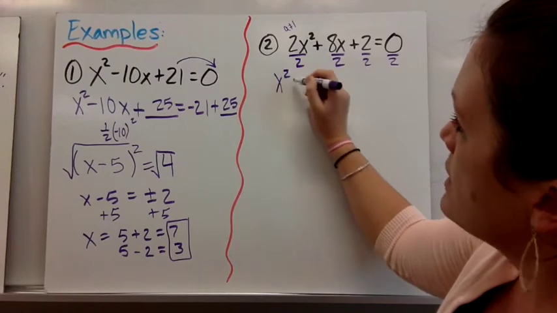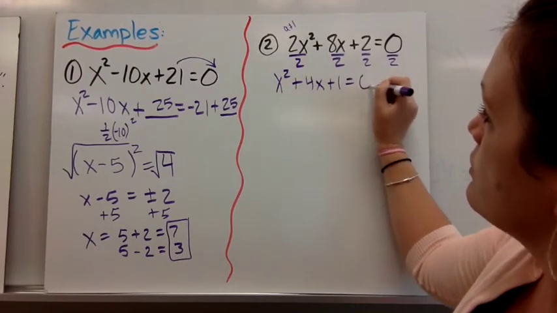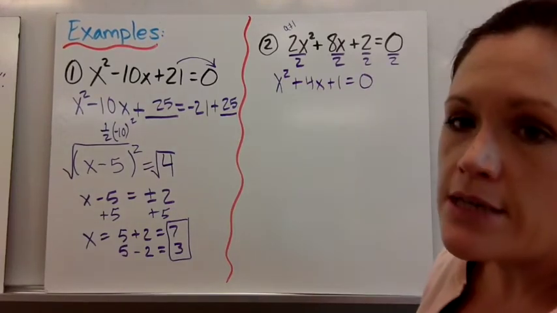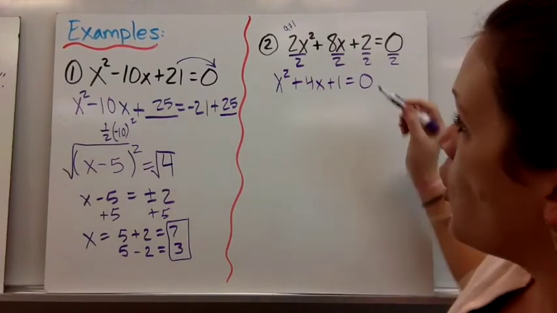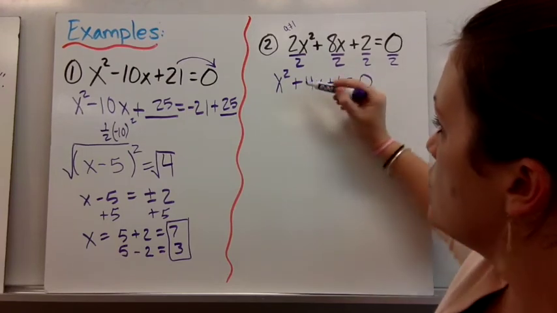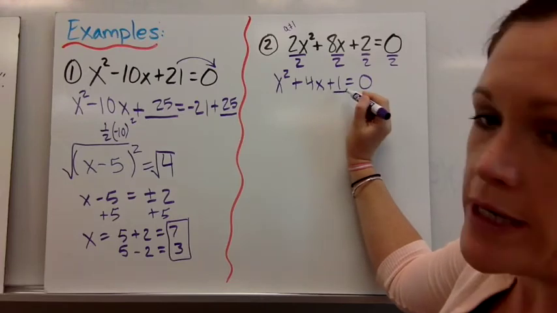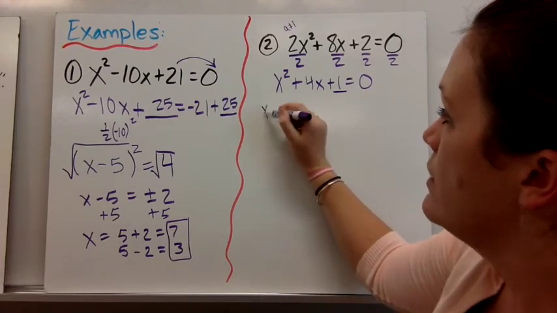So I'd be left with x squared plus 4x plus 1 equals 0. Now we check to see if our trinomial is already a perfect square trinomial. Half of 4 is 2. And 2 squared would not be equal to this 1 right here. So we need to move it out of the way.